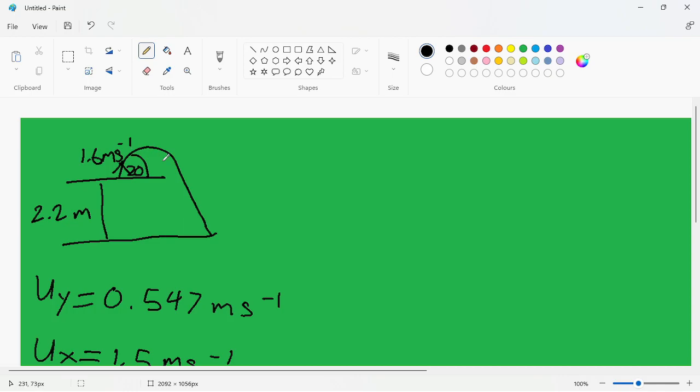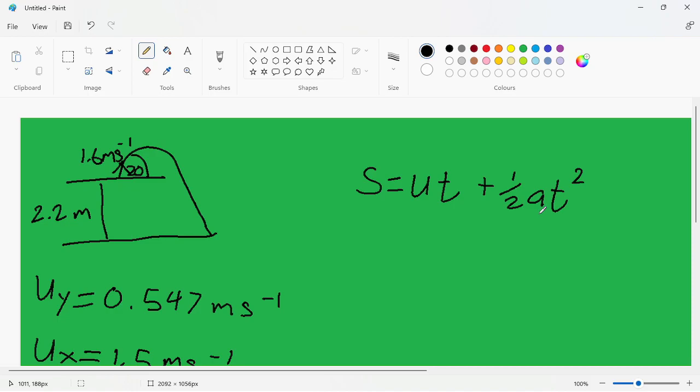And that equation is going to be S is equal to ut plus half at squared. But we're going to modify this equation to suit the vertical aspect of this particular situation. The reason we're using the vertical aspect of this particular problem is because even though the question did not give us an acceleration, once there is a vertical movement in projectile motion, the acceleration for that movement is going to be 9.8 meters per second squared, because that's acceleration due to gravity.